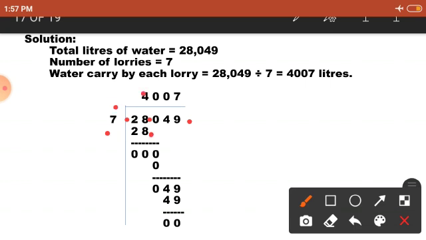So 7 fours are 28. Subtract this, you will get 0. After that take the next number, that is 0. So 7 zeros are 0. 0 minus 0, you will get 0 only. Take the next number, that is 4. Now you can see this properly.